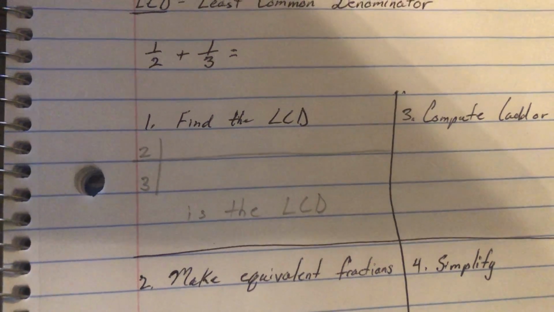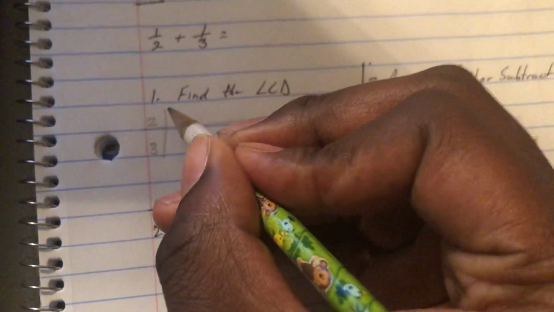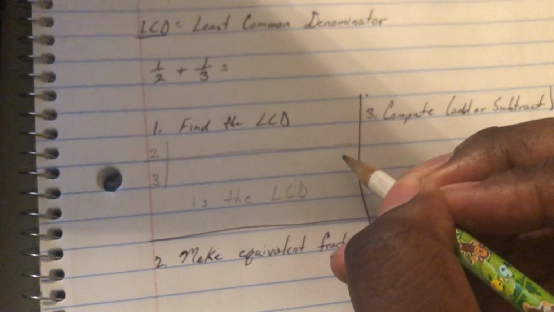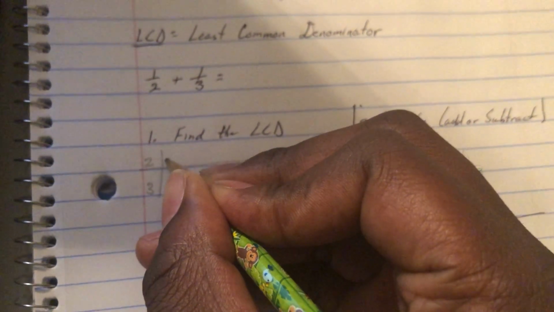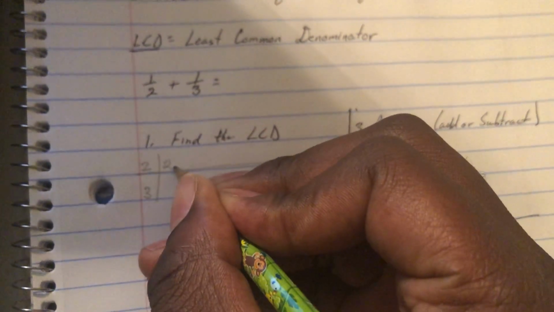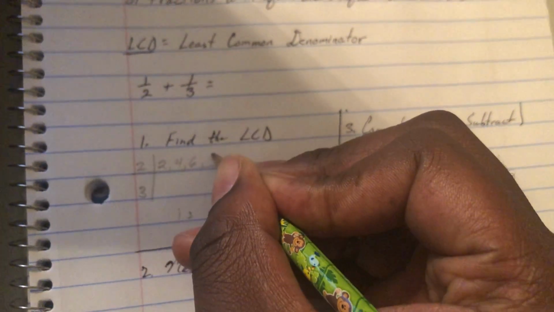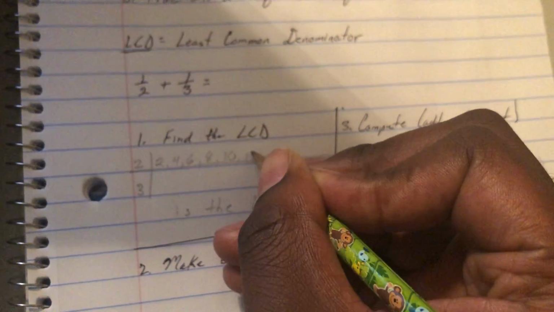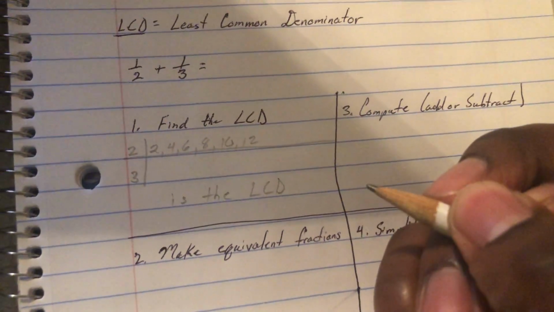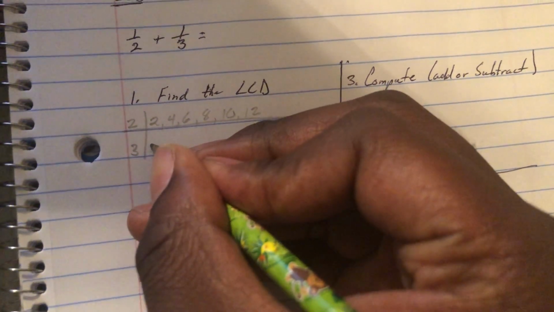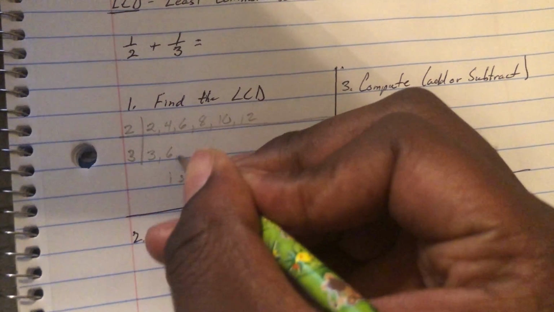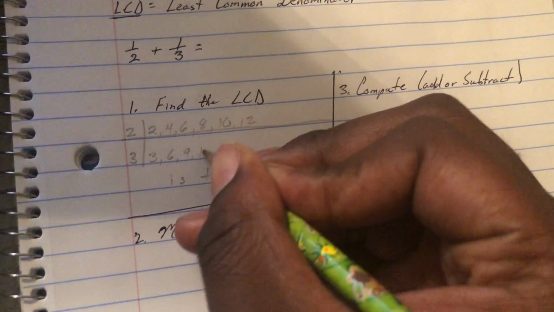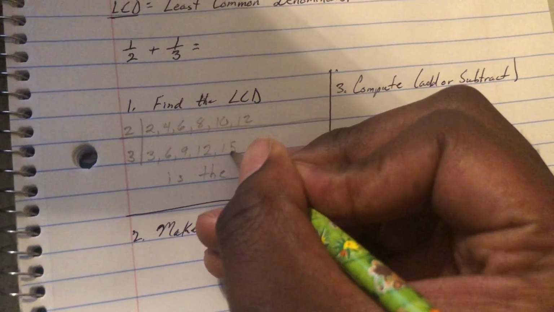So to find the LCD, we take both our denominators. I like to make a sideways T-chart just to help keep everything organized. So now I'm looking for the multiples of 2. Here I have 2 times 1 is 2, 2 times 2 is 4, 2 times 3 is 6, and so on. I keep going 8, 10, 12. You get the gist. Same thing for 3. 3 times 1 is 3, 3 times 2 is 6, 3 times 3 is 9, 3 times 4 is 12, 3 times 5 is 15.